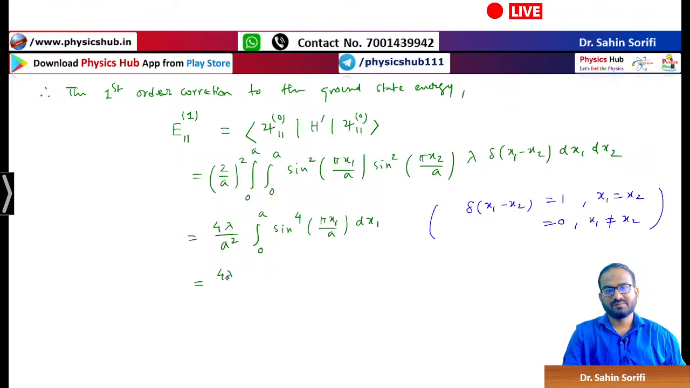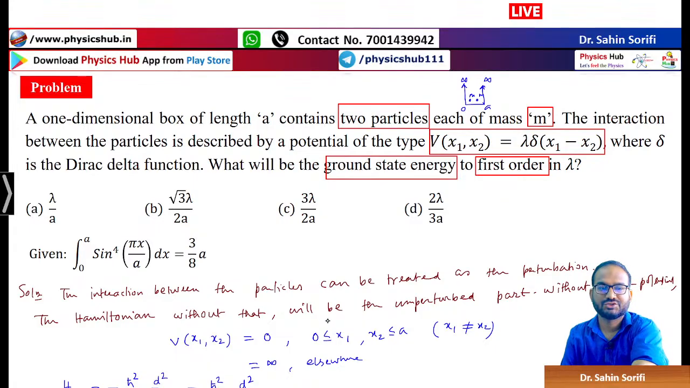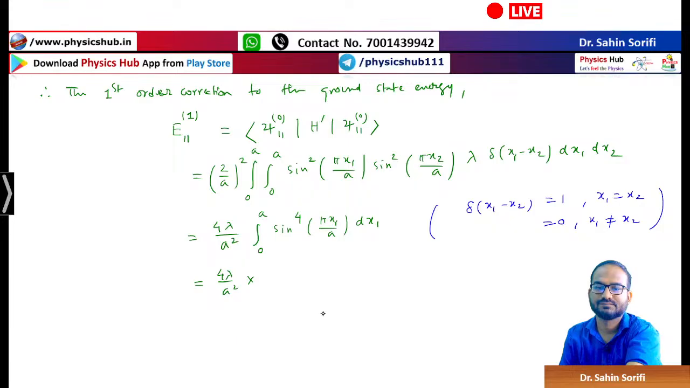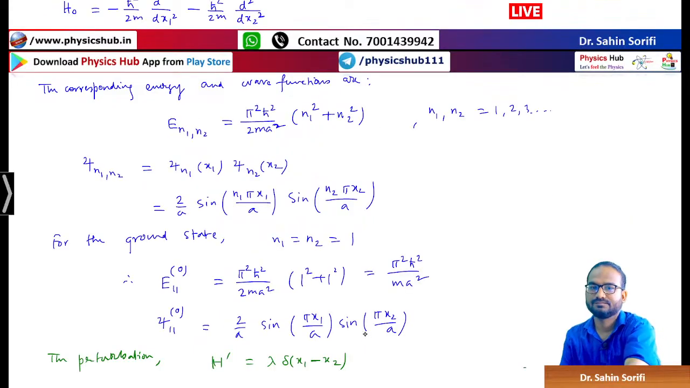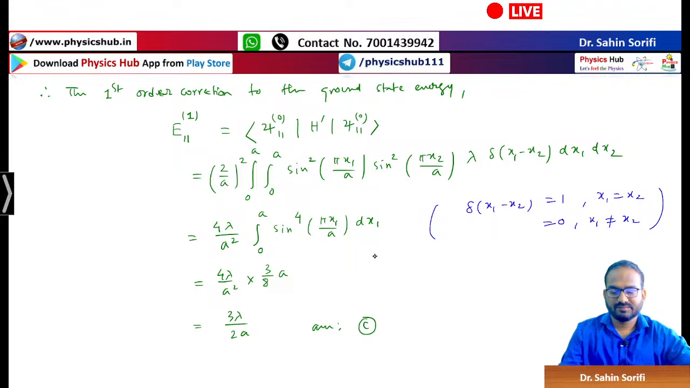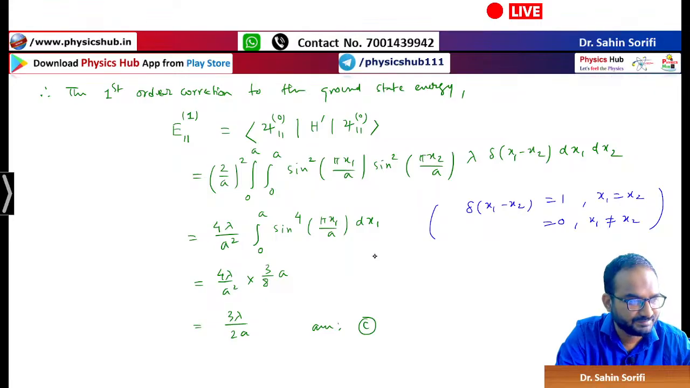So this is 4λ/a², and this integration is already given to you in the question: 3a/8. So the result is 3λ/(2a). Is it clear or not? It's a very interesting and good question. Karthik, Harry, Molly, is it clear?